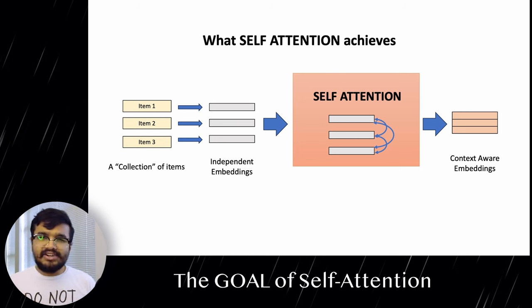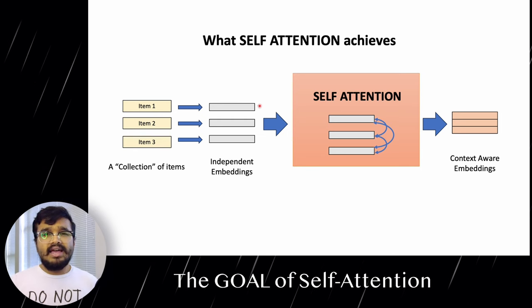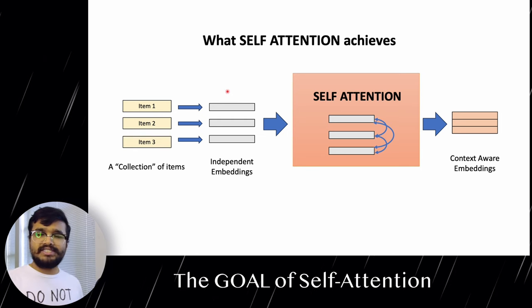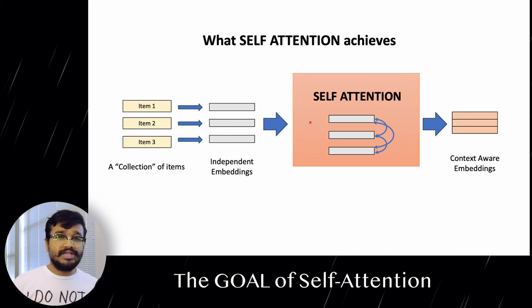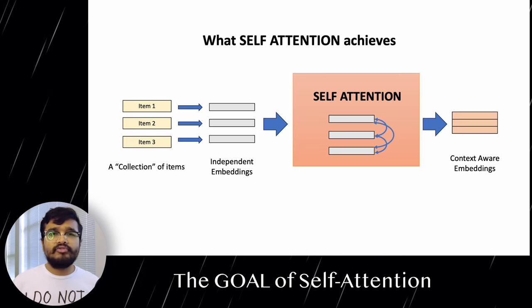These embeddings are derived solely from the respective items and are completely unaware and unconditioned on the rest of the items in the list. The goal of self-attention is to then output new embeddings for each item, which is contextualized on all of the other items.